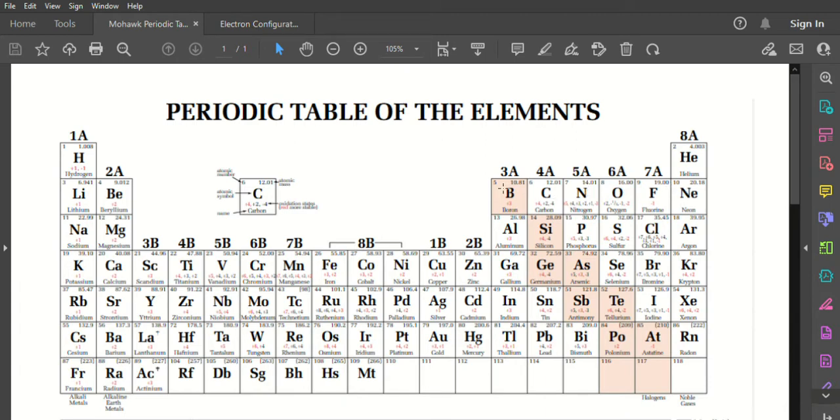We also know that the p orbitals don't exist for n equals 1. So boron would be 2p1, and these would be the 3p's, 4p's, 5p's, and 6p's. So s's start on 1, p's start on 2.